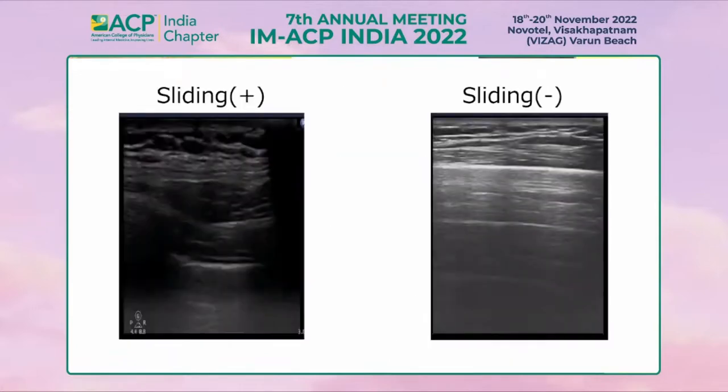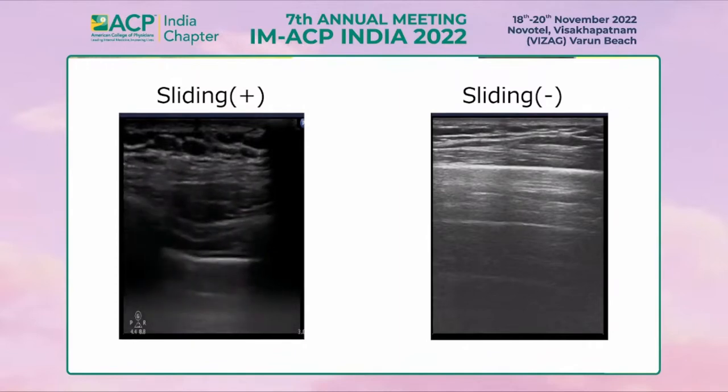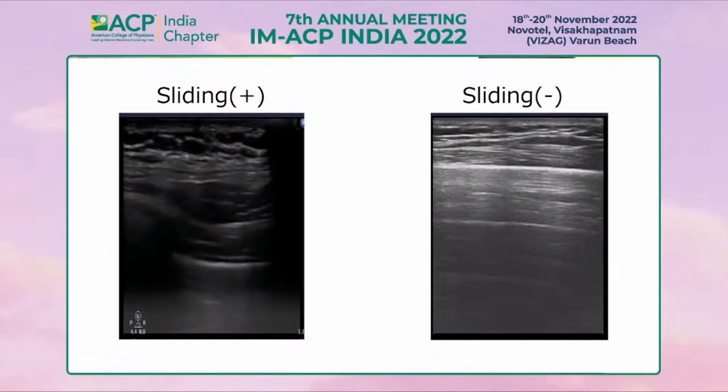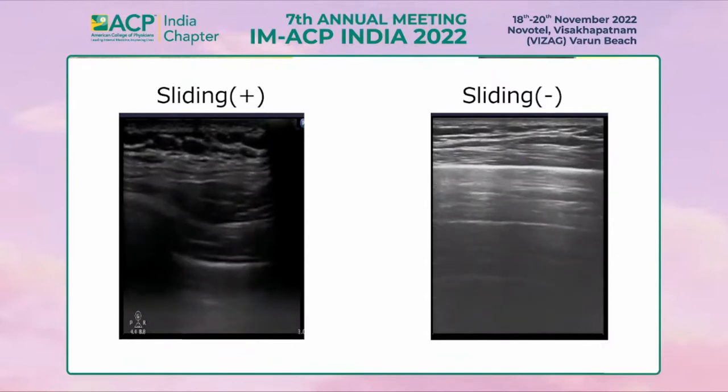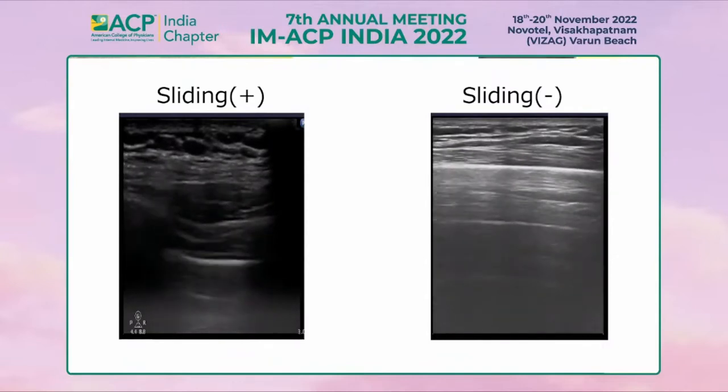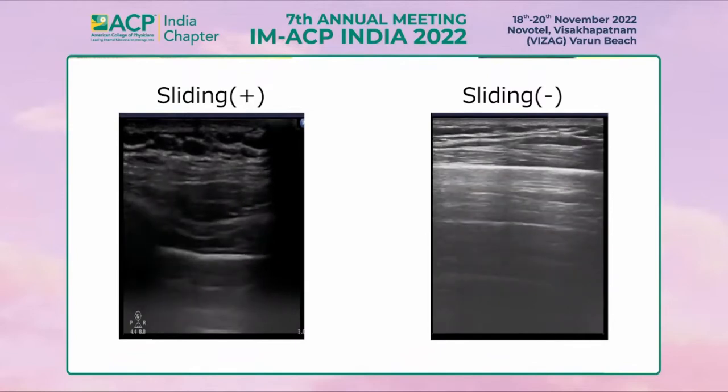These are the lung ultrasonography movies. Left side is lung sliding positive. Right side is lung sliding negative. This case is pneumothorax.